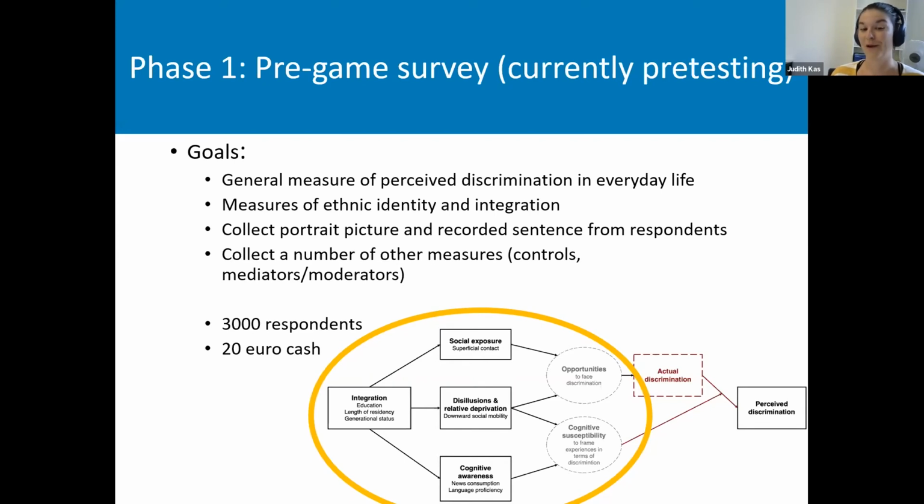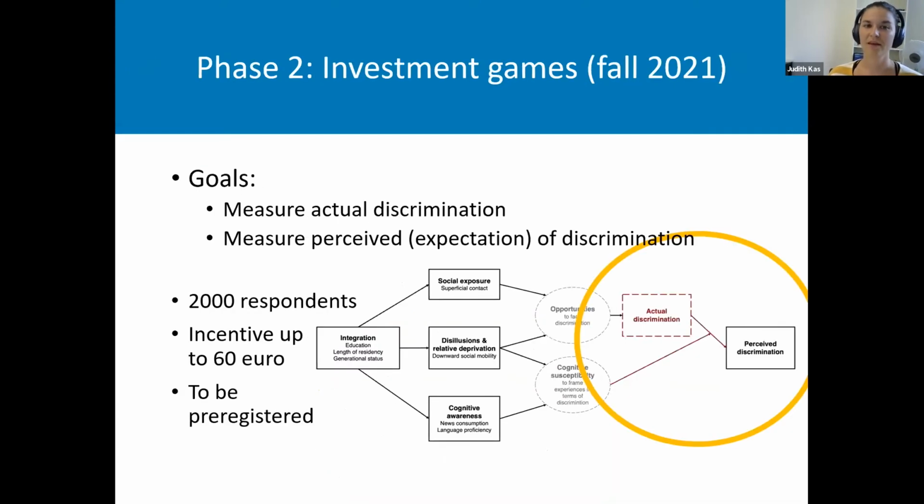This is also the time where we hope to collect portrait pictures and recorded sentences. And then there are a number of other measurements like control variables and mediators and moderators. For this phase, we hope to get about 3,000 respondents, and they'll all get €20 cash if they complete the survey. Then the second part is the part that I talk most about today.